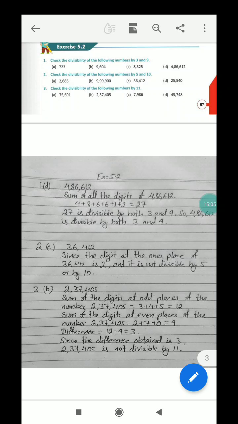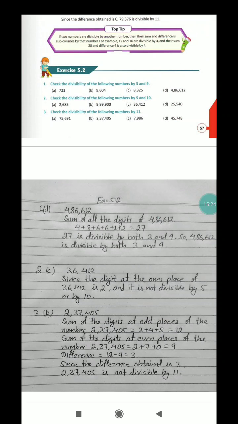In 2,37,405, the sum of all the digits at the odd places of the number is 3 plus 4 plus 5. The odd places are 3, 4 and 5. So 3 plus 4 plus 5 equals 12. 3 plus 4 equals 7. 7 plus 5 equals 12.